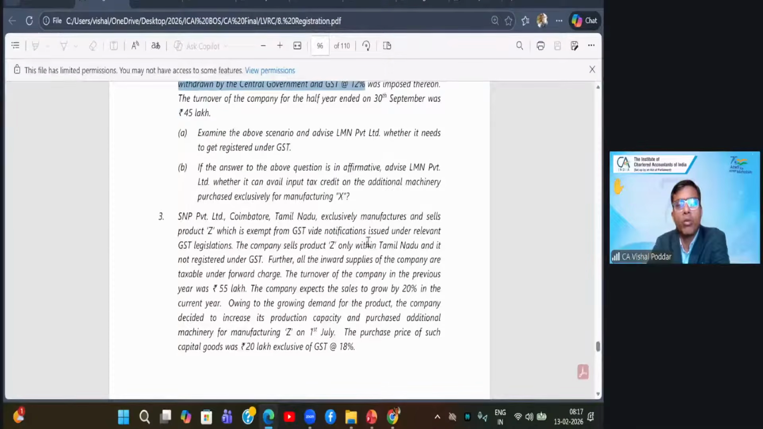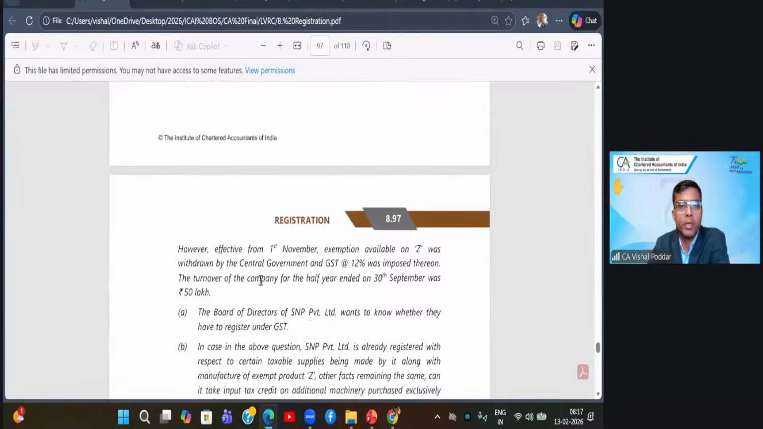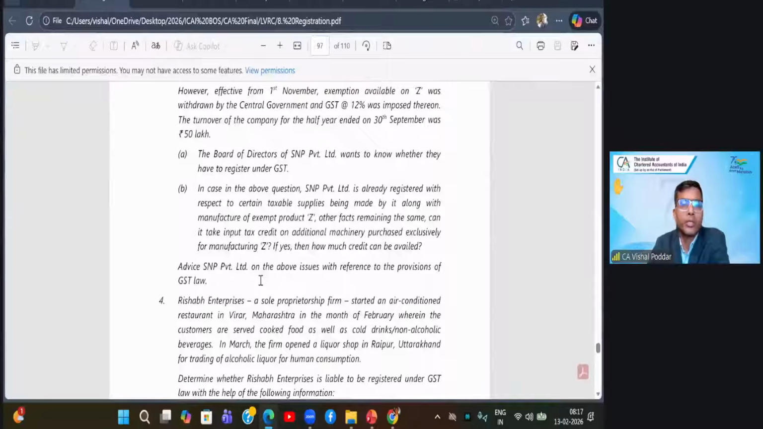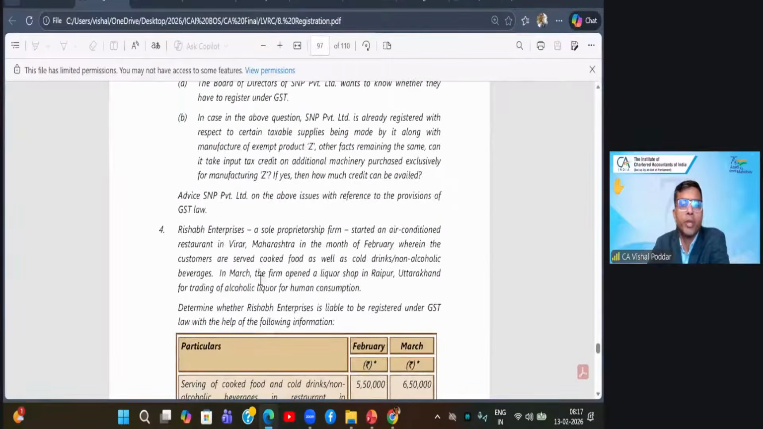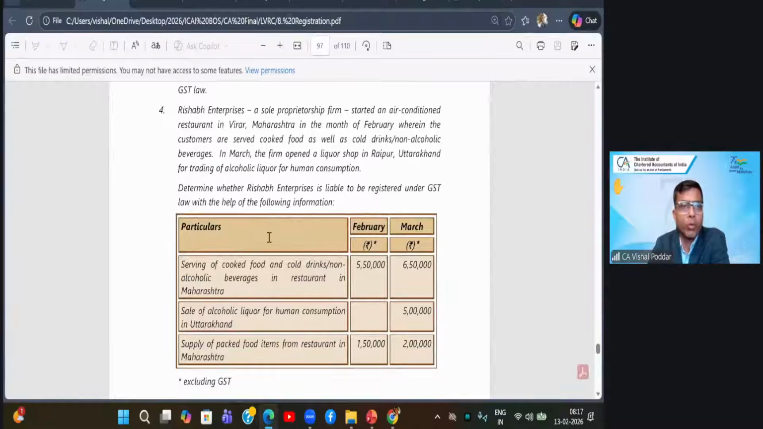Question 3 we need not go through because 3 is exactly a copy of 2. Maybe in different exams the sums have come. Everything is the same, including the question, and the A and B parts are also the same. So we can skip B. Now we'll go to 4, but just give me 1 minute again, please.